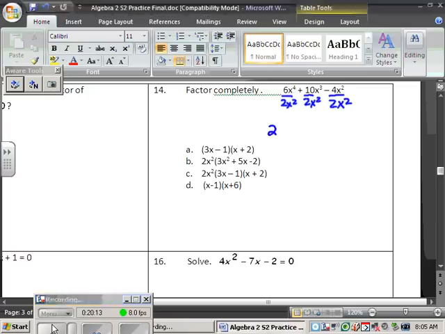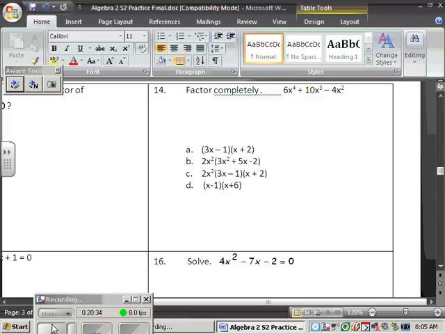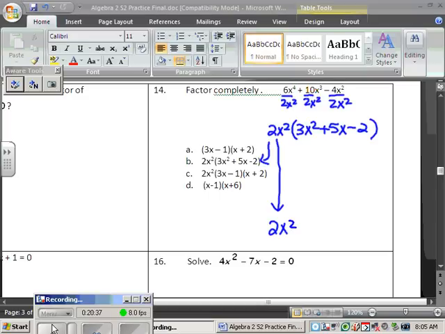Now the GCF will go on the outside. Then when we divide, we're going to get 3x squared plus 5x minus 2. Now you'll notice that that answer is shown as answer B, but that's not factored completely. So I'm going to drop down the 2x squared because what I need to do now is try to see if I can double bubble this new trinomial.